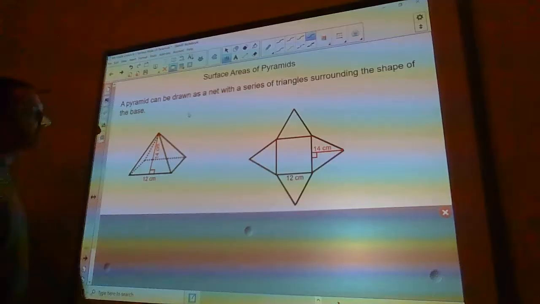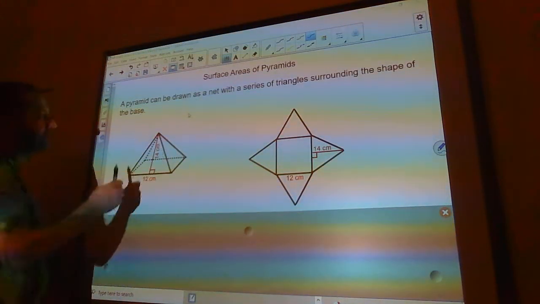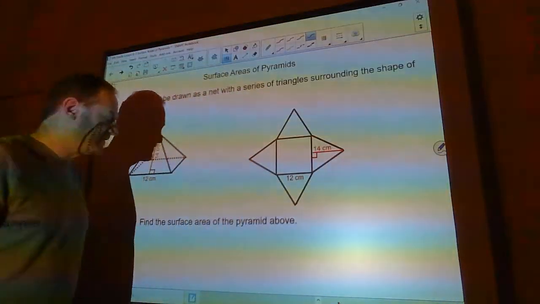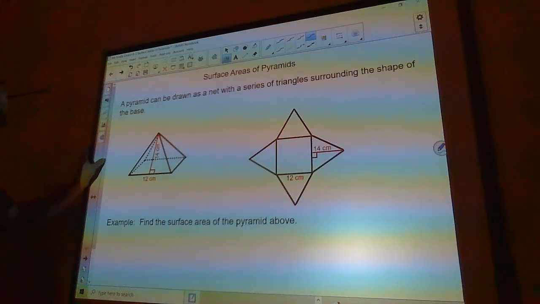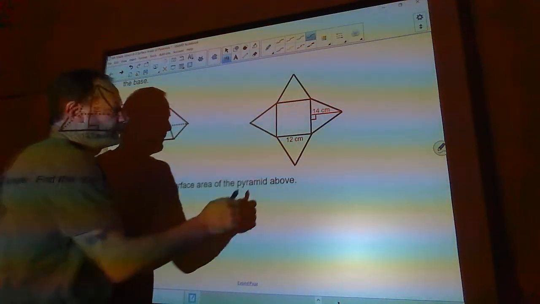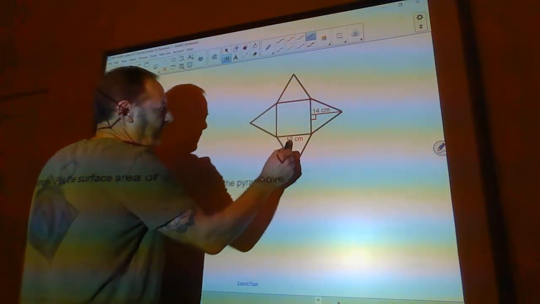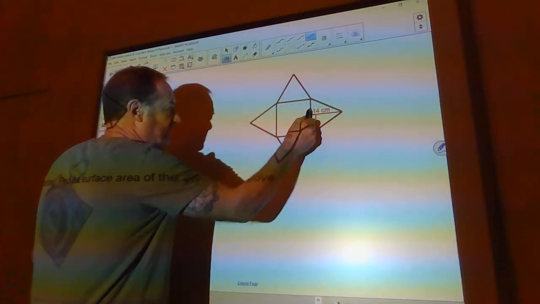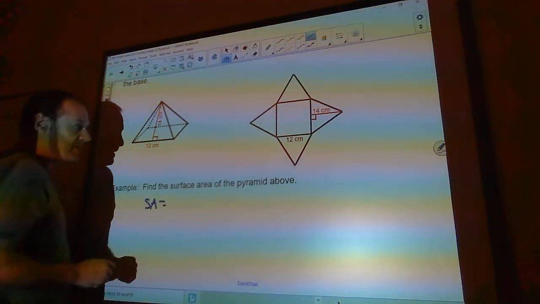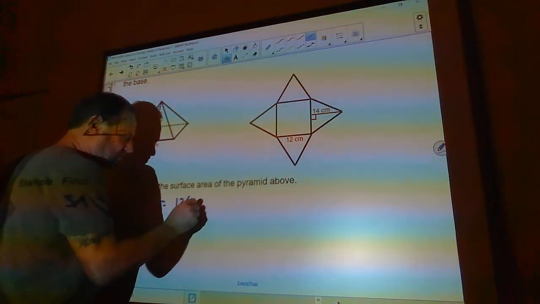So here I've taken this square pyramid right here, and I've drawn it as a net, and we're going to find the surface area of this pyramid. Here's what I know: this square is 12 on this side, which means that since it's a square, it's 12 on all the sides. So the area of the base is going to be 12 times 12.